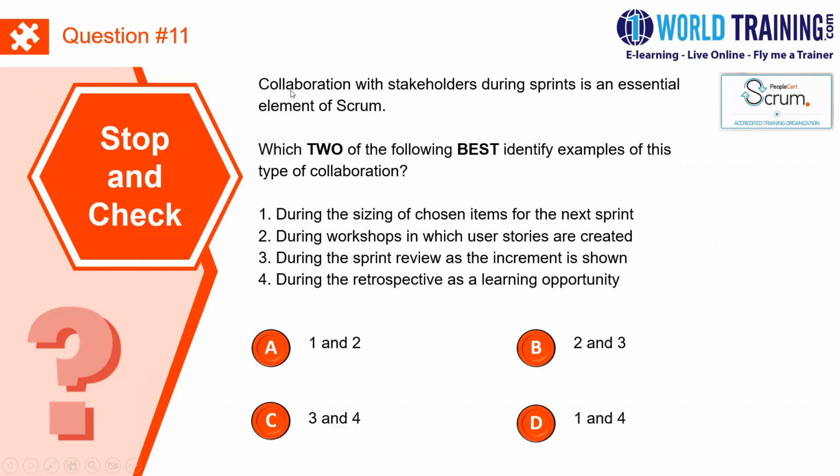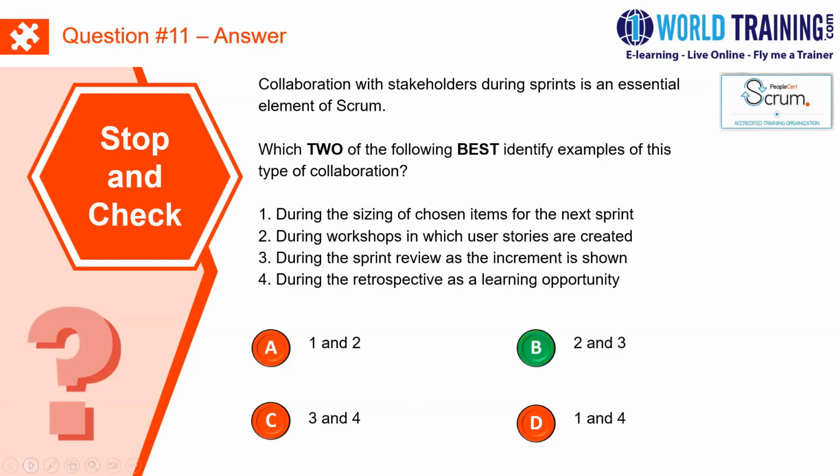Again, collaboration with stakeholders during sprint is an essential element of Scrum. Which two of the following best identify the example of this type of collaboration? Option 1 says during the sizing of the chosen item for the next sprint, 2 during the workshop in which the user stories are created, 3 during the sprint review as the increment is shown, or 4 during the retrospective as a learning opportunity. Option A is 1 and 2, option B is 2 and 3, option C is 3 and 4, and option D is 1 and 4.